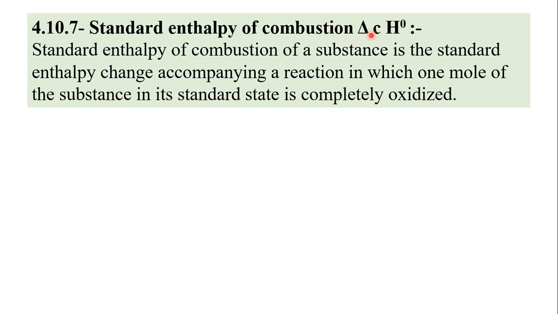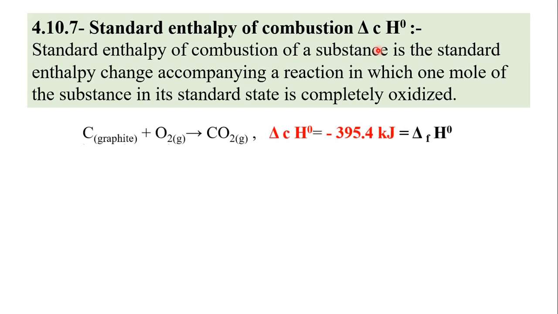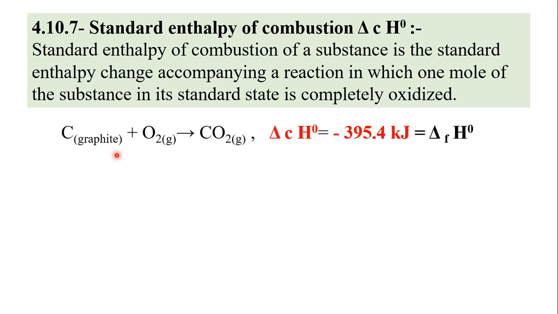That is delta H0C. It is represented like this. Now see here an example. Carbon in a graphite state, which is a standard state, plus oxygen in a standard state, gaseous state, gives you carbon dioxide in a standard state. So here 1 mole of carbon dioxide is formed from its element carbon and oxygen in their standard state, and the delta H0C, that is standard enthalpy of combustion of carbon, it is a combustion reaction as carbon is completely oxidized to give carbon dioxide, 1 mole of carbon dioxide.